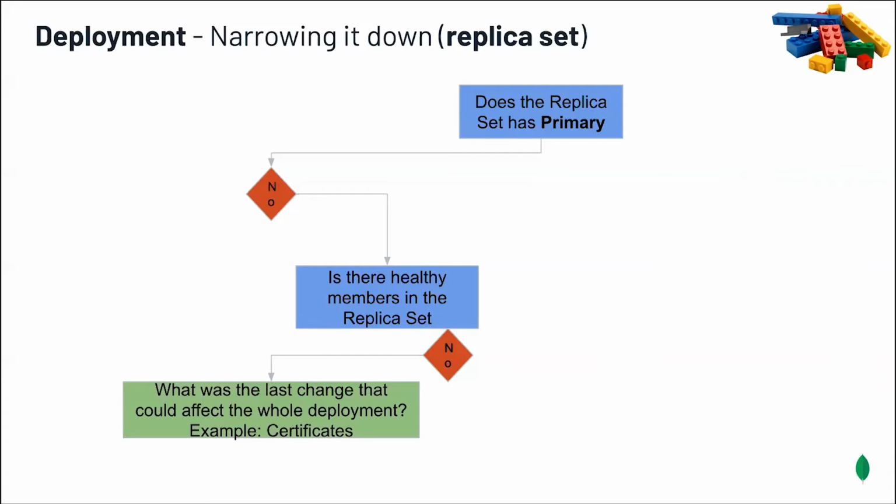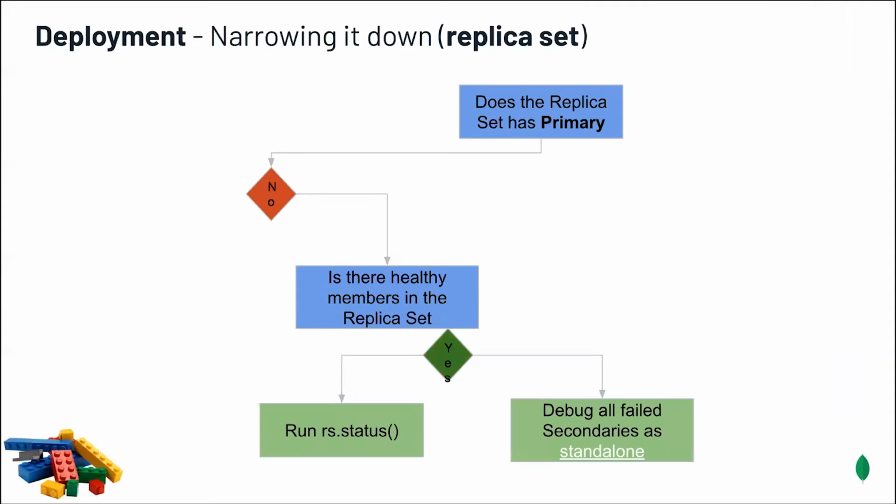Is there healthy members in the replica set? If not, there was a change that affected all the replica set, probably. Example: certificates. If yes, you should concentrate on the non-working nodes and debug it as a standalone process.